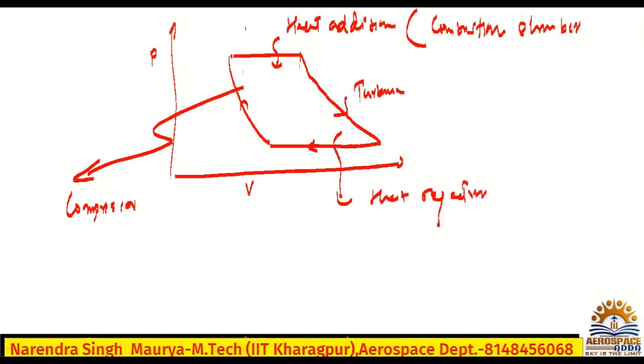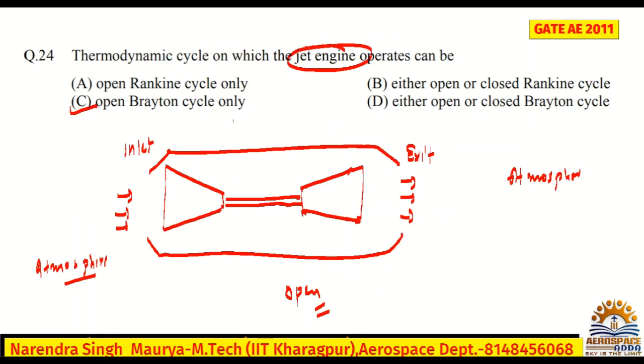At constant pressure again. So this, 1, 2, 3, 4: two constant pressure lines, 2-3 and 4-1, and 1 to 2 and 3 to 4 are two reversible adiabatic processes, compression and expansion. This is the Brayton cycle. You know very well, this is very basic thermodynamics. So what is the correct answer? Open Brayton cycle only. A jet engine always operates on the open Brayton cycle. All right, that is the answer. Done.